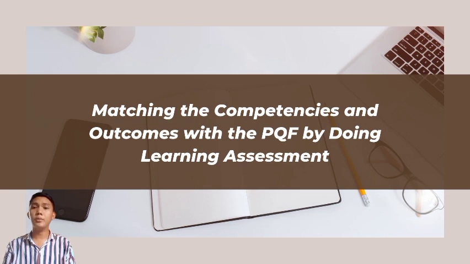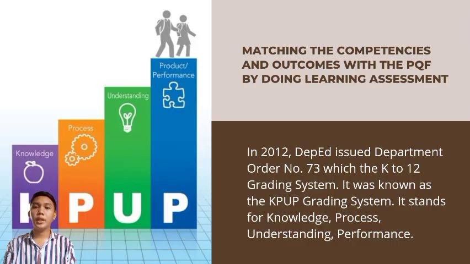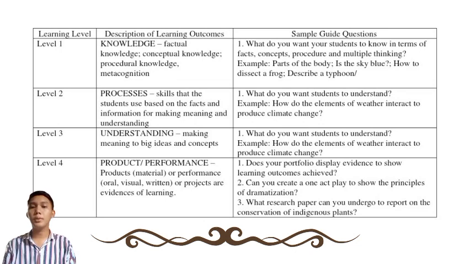Matching the competencies and outcomes with the PQF by doing learning assessment. So as we can see here, we have a chart: the learning levels, description of learning outcomes, and sample guide question. First, level 1, knowledge, factual knowledge, procedural knowledge, metacognition. In sample guide question, what do you want your students to know in terms of facts, conceptual, procedural, and metacognitive thinking? Example is part of the body is sky blue, how to dissect frog, describe a typhoon. In this question, the students use their common sense or base on what they see or what they observe.